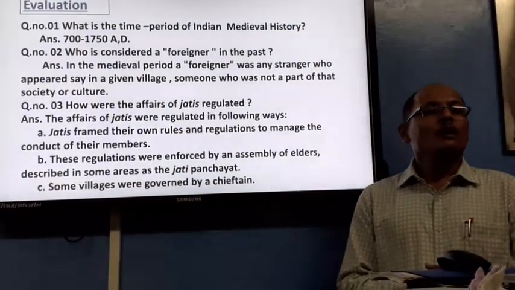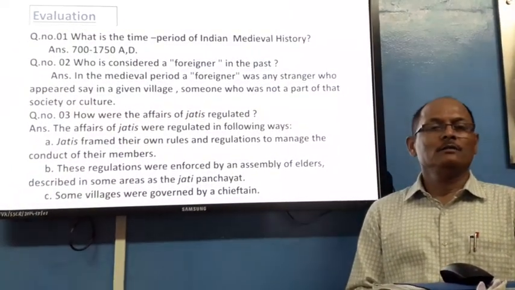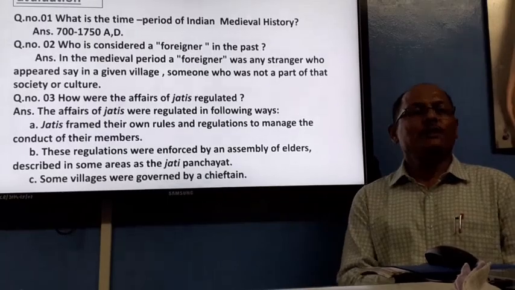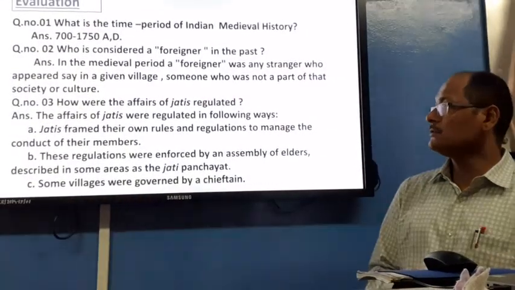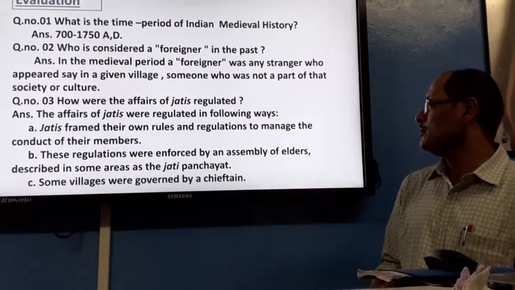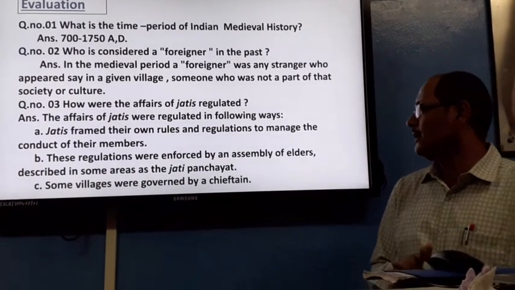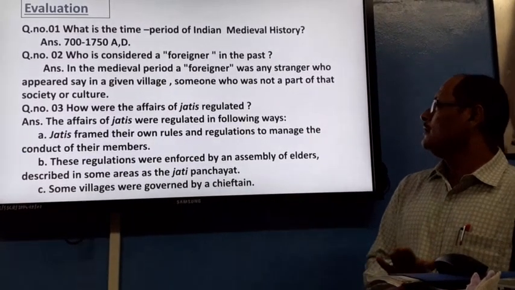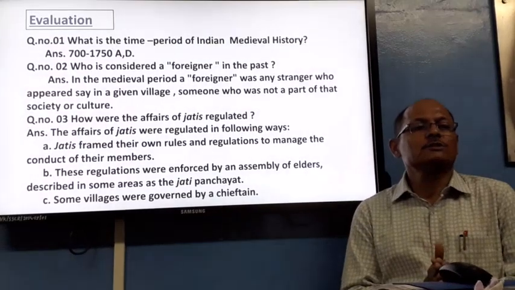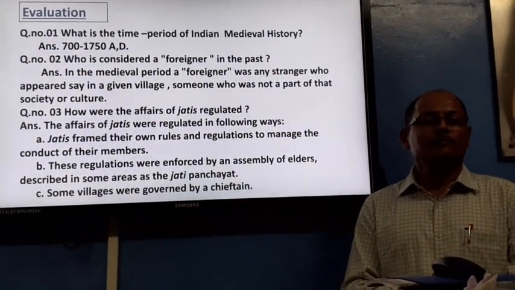Third question, how were the affairs of Jatis regulated? We can introduce the answer. The affairs of Jatis were regulated in the following ways. We have three main points. One is Jati Panchayat, another is governed by chieftains, and they framed their own rules and regulations to manage the conduct of their members.